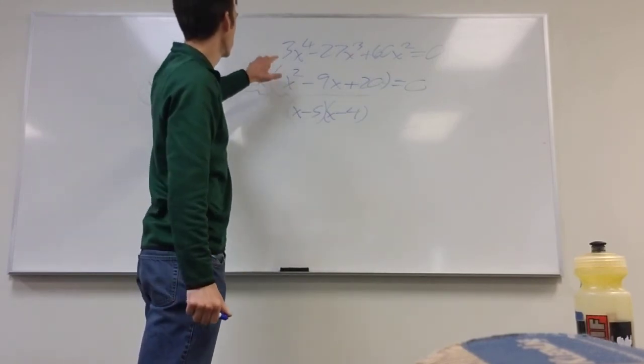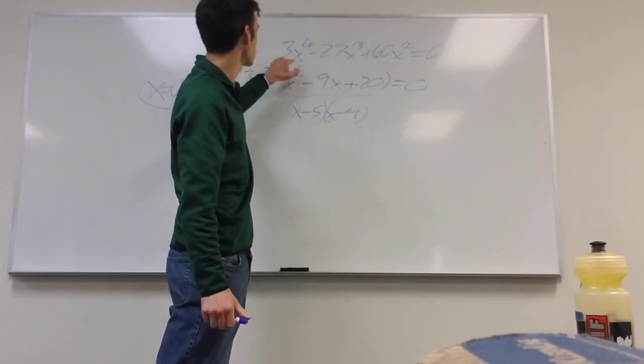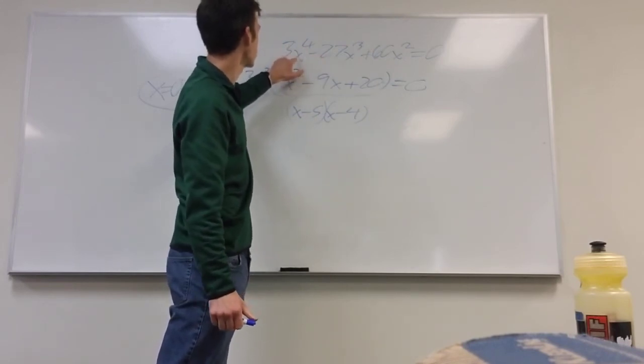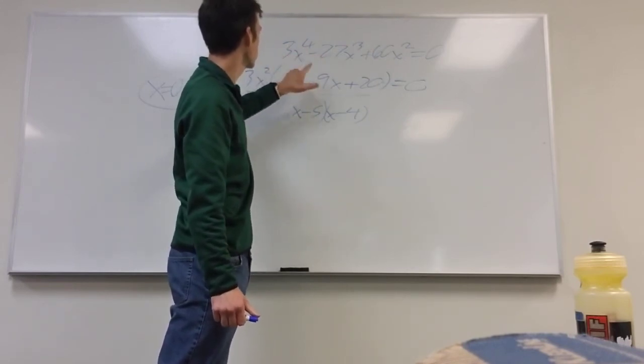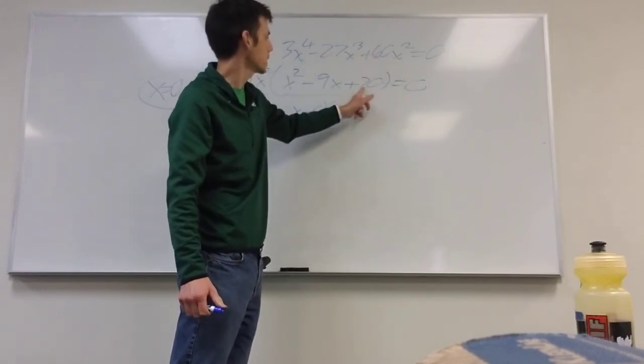Again, factoring out a common factor. Everything here is factorable by 3x squared. If I divide by 3x squared, I'm left with x squared. Divide by 3x squared, I get 9x. Divide by 3x squared, I get 20, right?